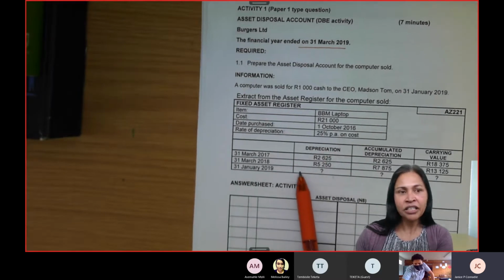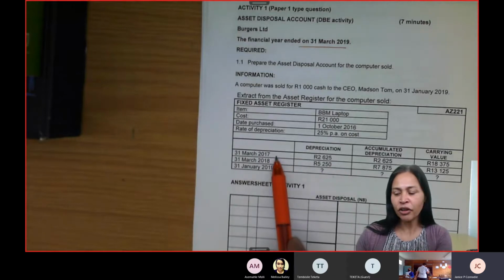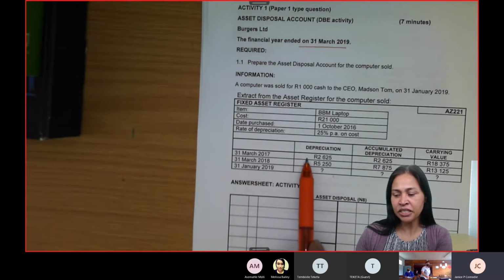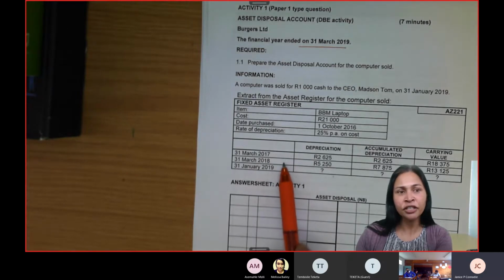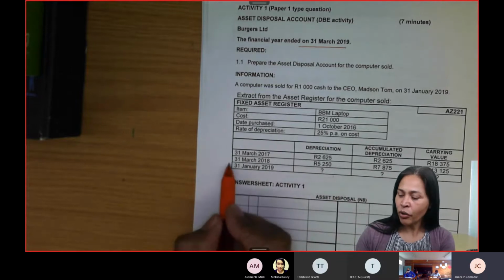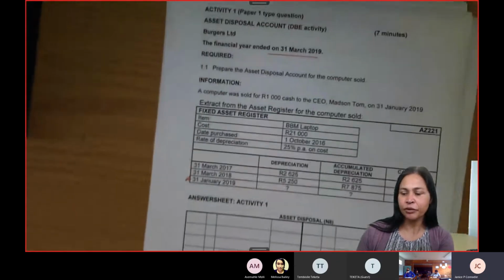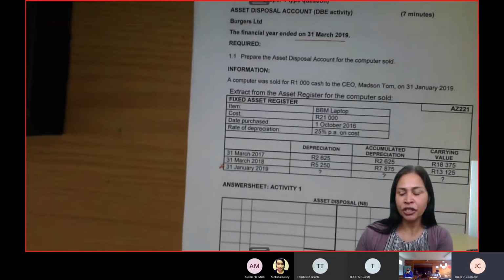You have a table underneath, and this tells you the different depreciation amounts that have been written off. So we have calculated depreciation for 31st of March 2017 that has been completed. They've completed the one for the 31st of March 2018. That was the following financial year. We are now on the 31st of January 2019, where you have to calculate the depreciation.